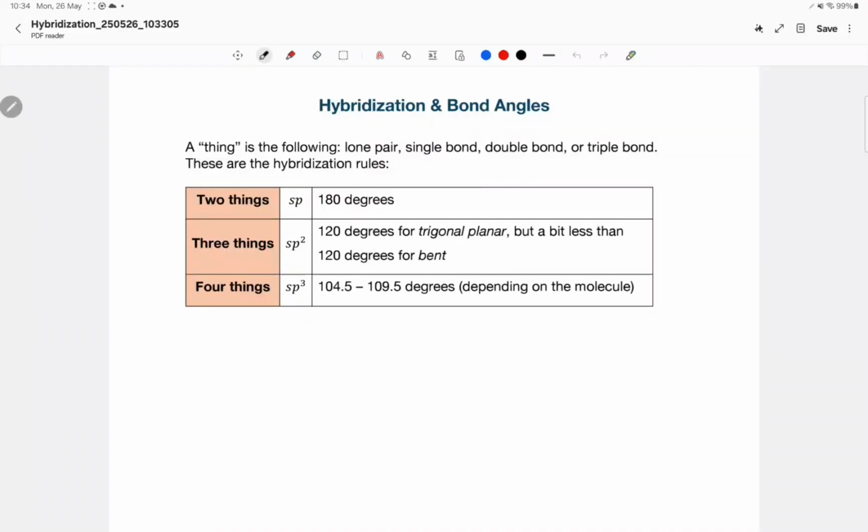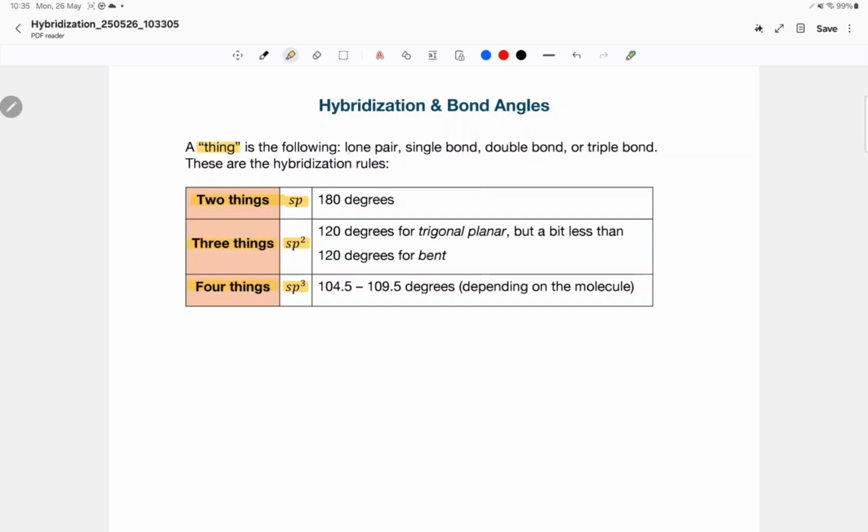Hybridization is a very important topic in AP chemistry and also in chemistry. When it comes to AP chemistry, we only have three possible hybridizations, which are going to be sp, sp2, and also sp3. Now, this can be confusing for people because they would not know when each hybridization is utilized. So I go by the term "thing." If you see two things, that would be sp, three things, sp2, four things, sp3.